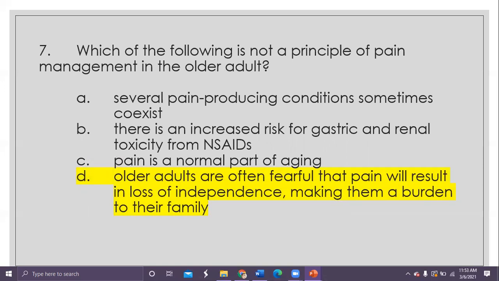I thought it said not. Sorry. Oh, that's okay. No worries. Older adults are not often fearful that pain will result in a loss of independence. I mean, excuse me, they are often fearful. However, this is not one of those principles of pain management that we need to really consider when thinking about managing the pain of the older adult. We want to consider that they may have multiple conditions we have to treat, the effect of medications and their side effects, and then realize that pain is a normal part of aging for them.